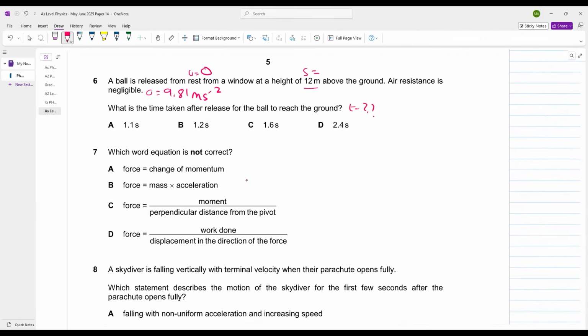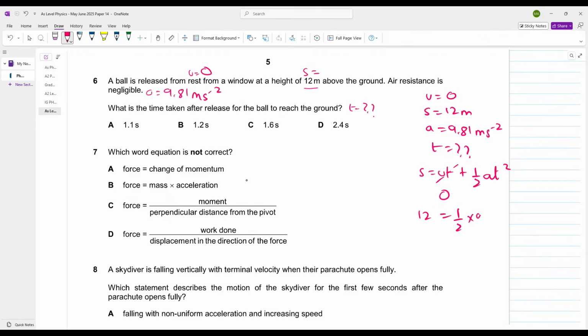So let's write all the quantities. U आपका 0 है, s आपका 12 meters है बेटे, acceleration आपकी 9.81 ms minus 2 है. You have to calculate the time. How will you do that? S is equals to ut plus half a t square. This gets cancelled out, becomes 0. S क्या है? 12 is equal to half into 9.81 into time का square.